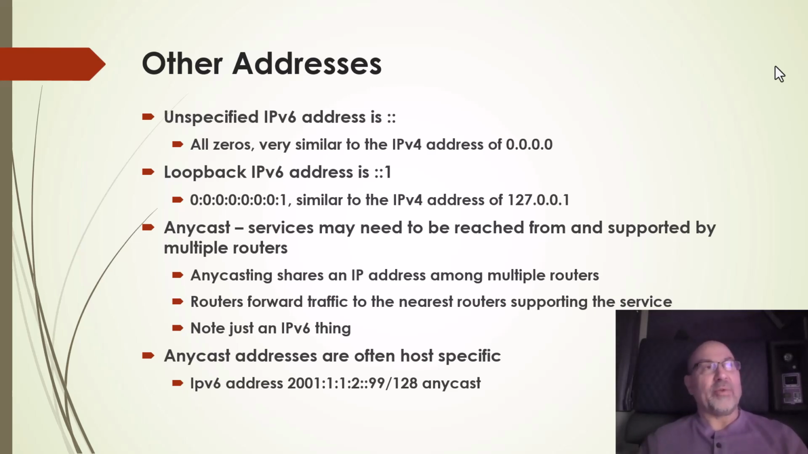And then I said I would talk a little bit about anycasting. Anycasting is a thing that we have with IPv4, and we also have with IPv6. If you have an address that needs to be reached by a whole bunch of different nodes, and the nodes are spread all over the place, one of the optimizations that we have is that we can have a whole bunch of routers understand that particular IP address. And so this IP address is not a single destination, it is reachable by multiple routers. And routers will forward the traffic to the nearest router or server that supports that particular service.